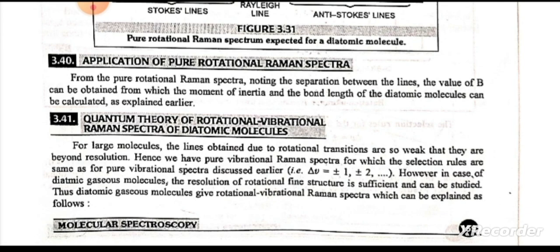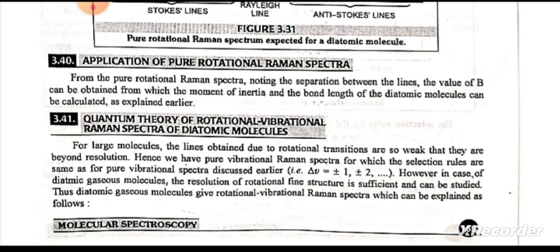3.40 Application of pure rotational Raman spectra. From the pure rotational Raman spectra, by noting the separation between the lines, the value of B can be obtained, from which the moment of inertia and the bond length of the diatomic molecule can be calculated, as explained earlier.